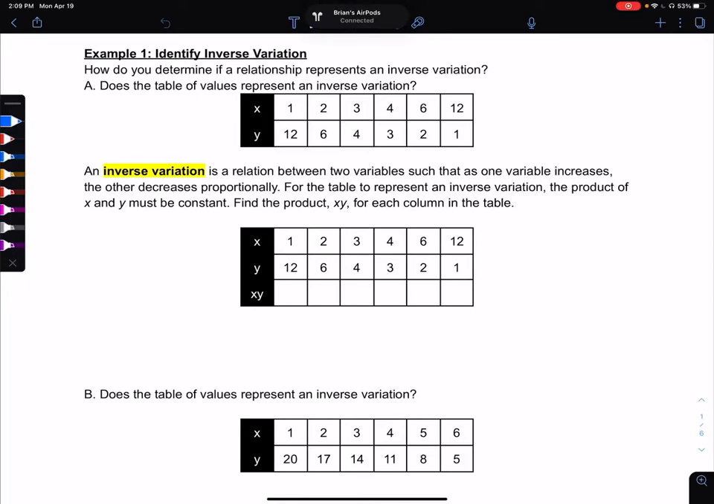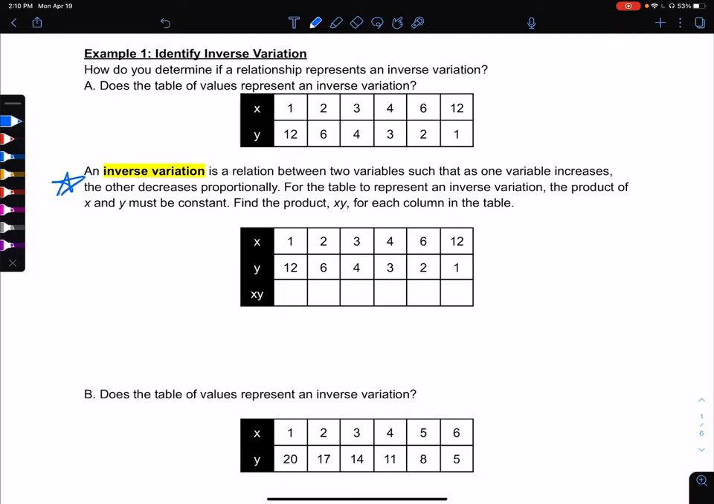In this video, we're going to look at example 1, where we identify inverse variation. So the question is, how do you determine if a relationship represents an inverse variation? And then question A, we want to know if this specific table of values represents an inverse variation. So first thing we need to know is what is an inverse variation, and that's all written out right here.